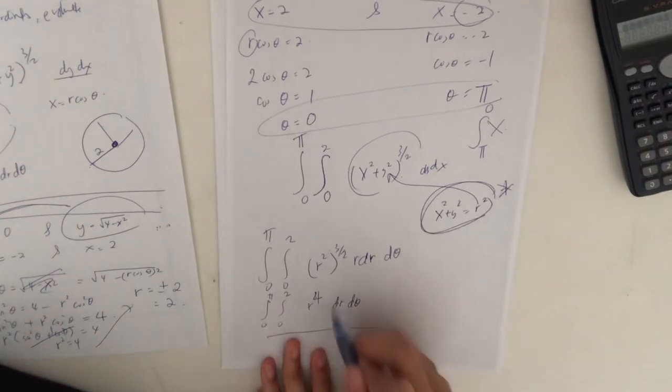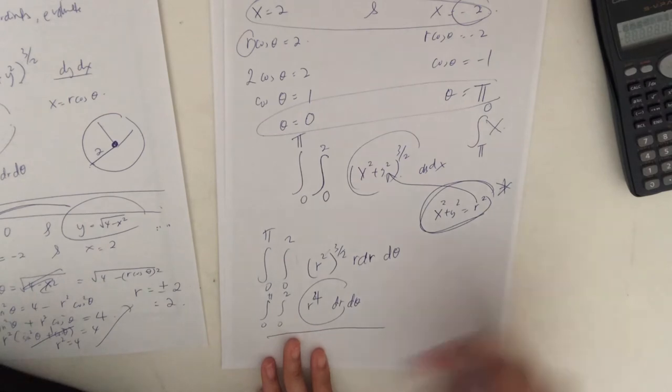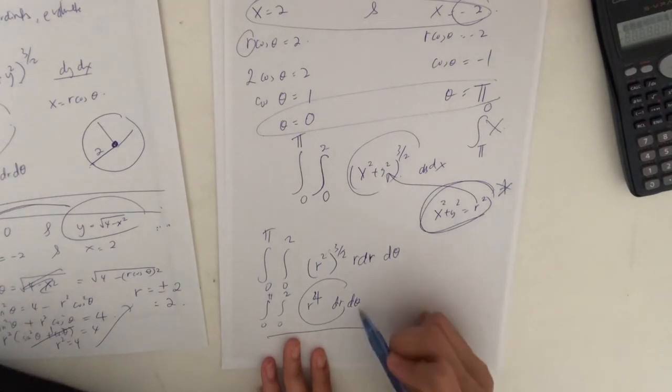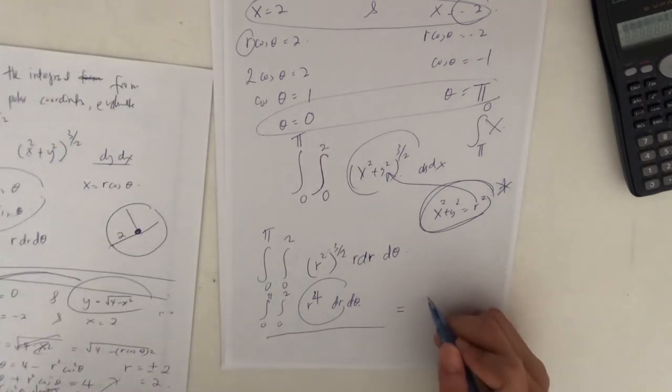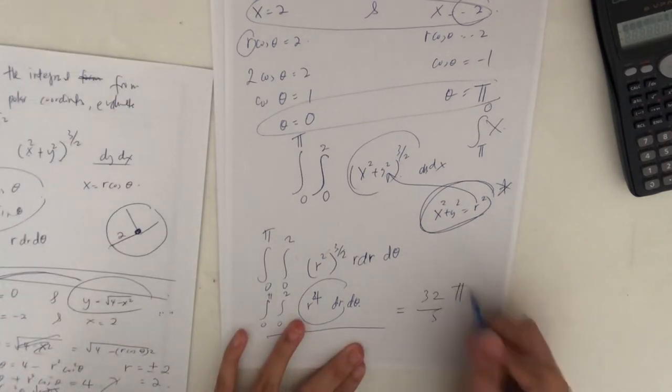So you just solve. Solve with respect to r first, and after you get the answer, integrate again with respect to theta. After that, substitute the value. So the final answer for this question is 32/5 pi.